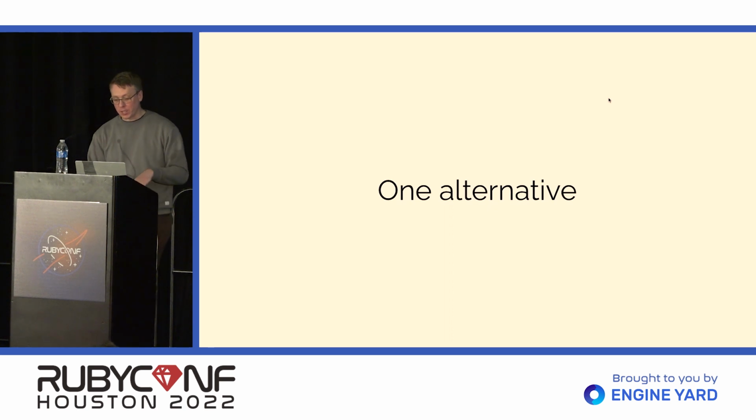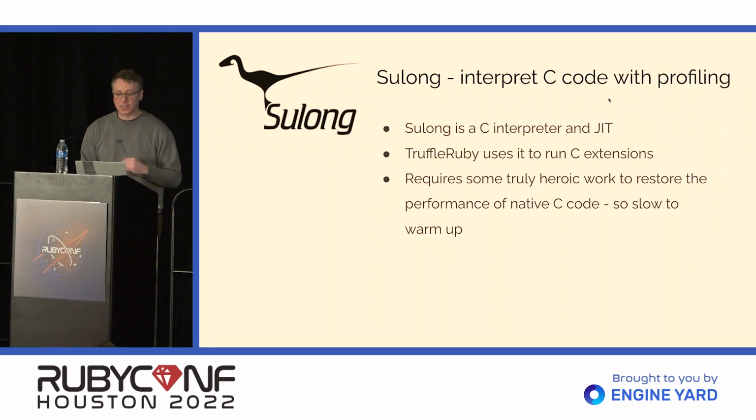There's an alternative that TruffleRuby uses to run legacy C code, and that's Sulong. Sulong is an interpreter for C code. Now that sounds really counterintuitive. Isn't C a compiled language? There's no reason to divide languages between compiled and interpreted. You can interpret any language and you can compile any language with varying degrees of success. So Sulong is a C interpreter and it just-in-time compiles your C code.